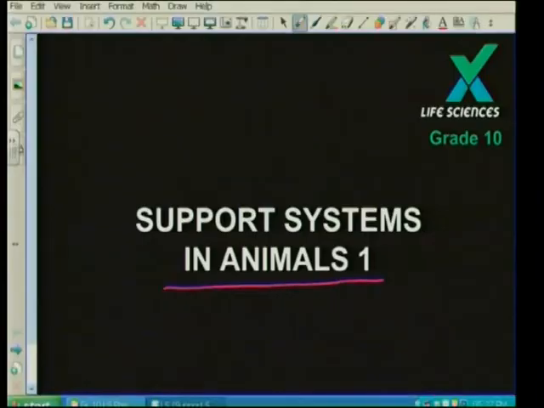We are going to move with support in animals, and we break this section into two segments. One is support systems in animals 1, which deals specifically with the skeletal system and long bone. And the second segment will deal with the joints and other aspects.